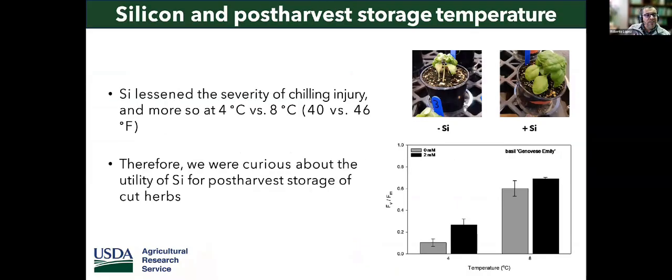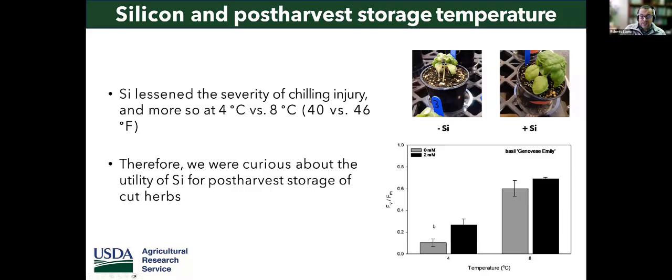So here they are looking at the application of silicon to potted herbs. And we can see that the herbs were exposed to 4 and 8 degrees Celsius. So about 40 to 46 degrees Fahrenheit. And we can see that when silicon was added to this potted plant, the severity of chilling injury was significantly reduced.